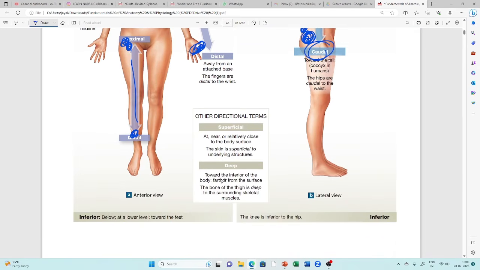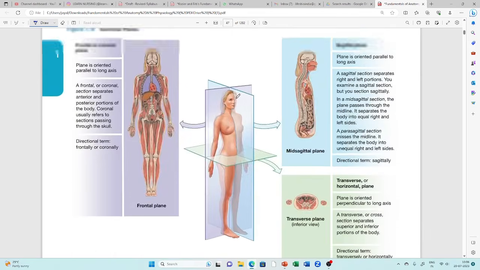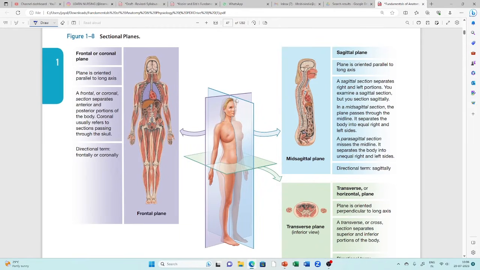And you know superficial and deep. Superficial means the skin region or outside region, the body surface region. If we are talking about any organs inside our body, then we can say it's deep. Here you can see the body is divided into two in this way.